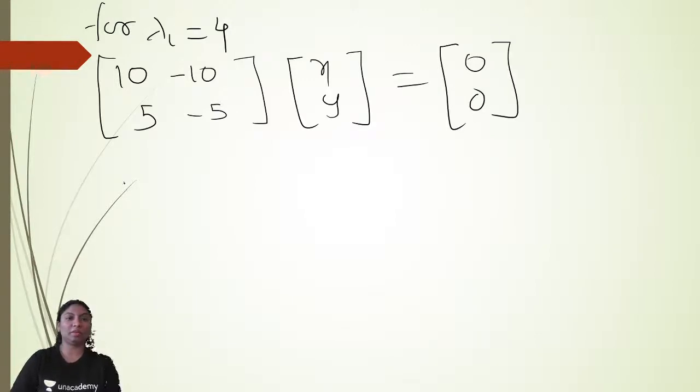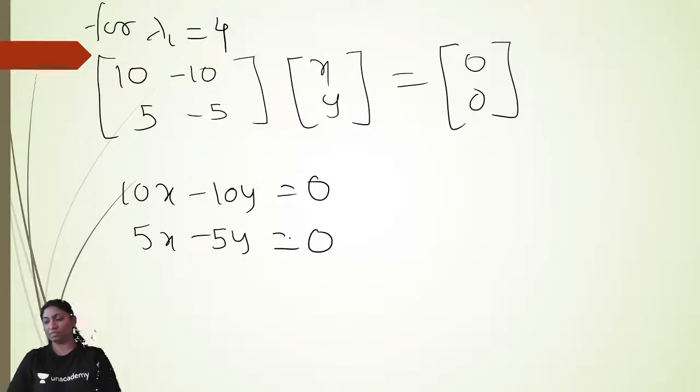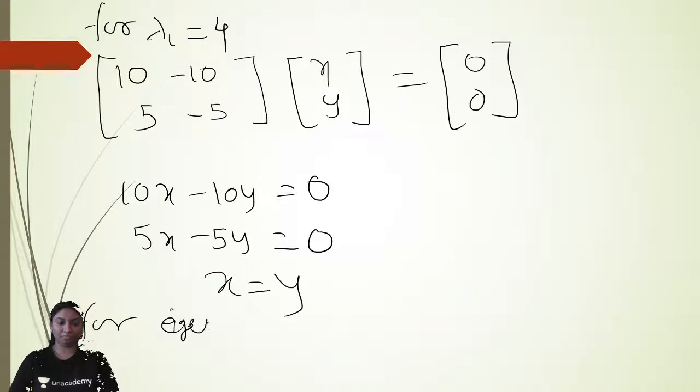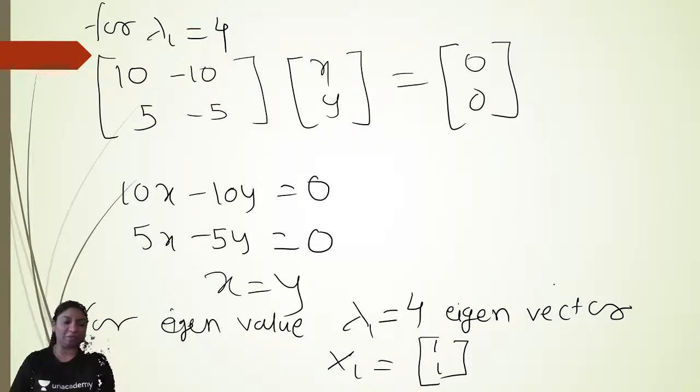So we will get the system of equations 10x minus 10y is equal to 0, 5x minus 5y is equal to 0. Now if you observe, both equations are the same, that is x is equal to y. So we can take the first eigenvector for eigenvalue lambda is equal to 4, x1. If I put x is equal to 1, then y is also 1. So eigenvector is 1, 1.